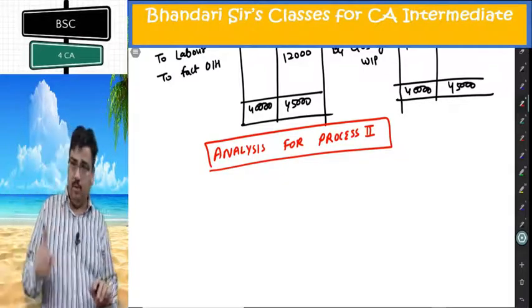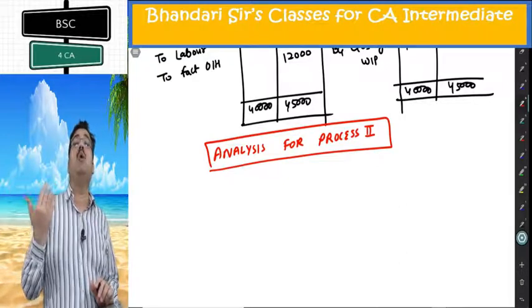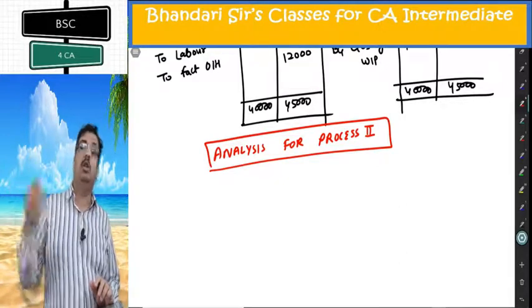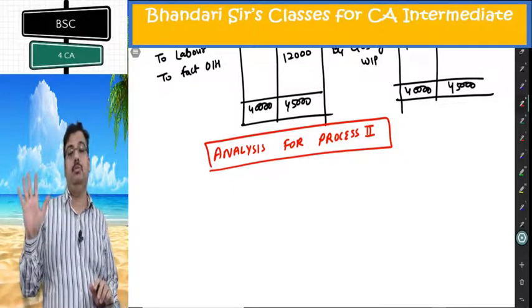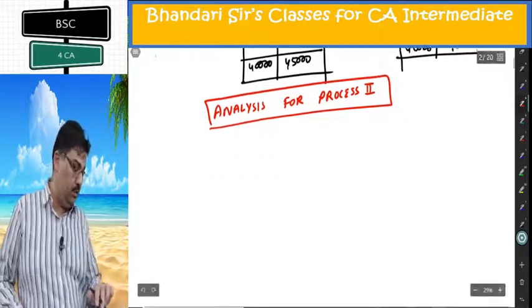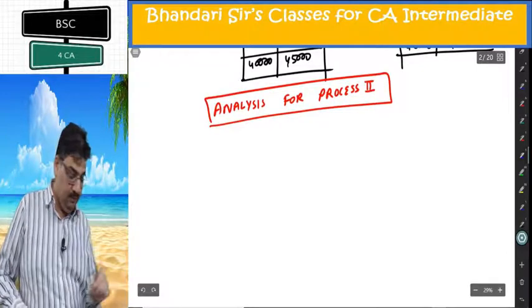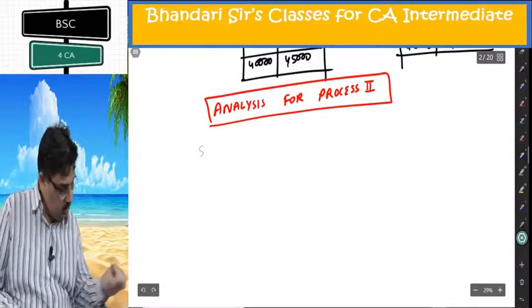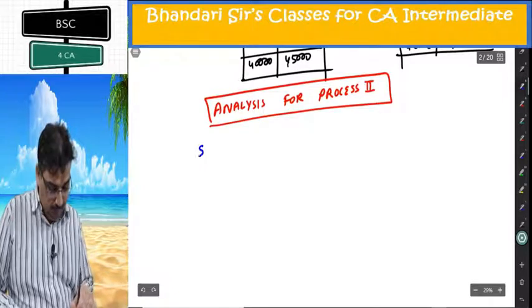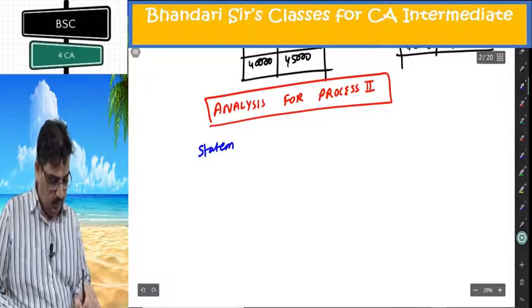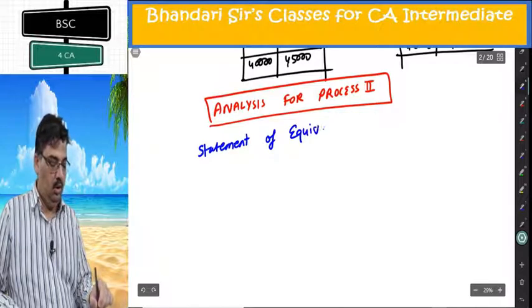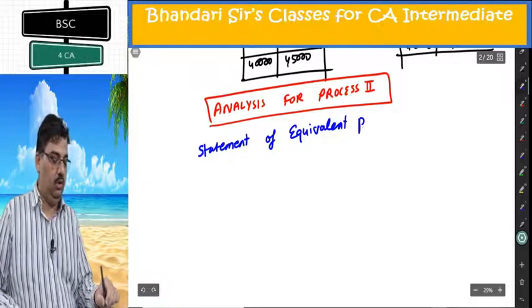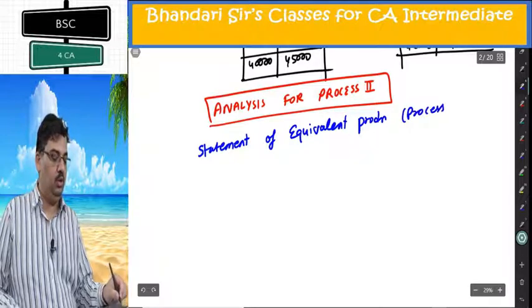The question talks of normal loss of 200 units, but without any scrap value. There is no abnormal loss, there is no abnormal gain in the given question. So it makes things very easy. So the first statement I am making there again is the statement of equivalent production. This is for process 2.